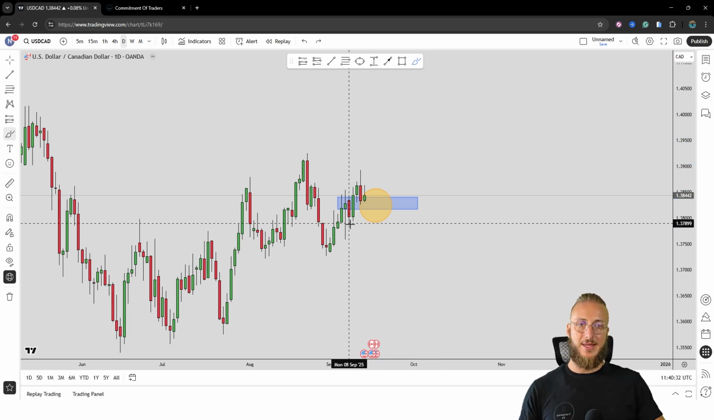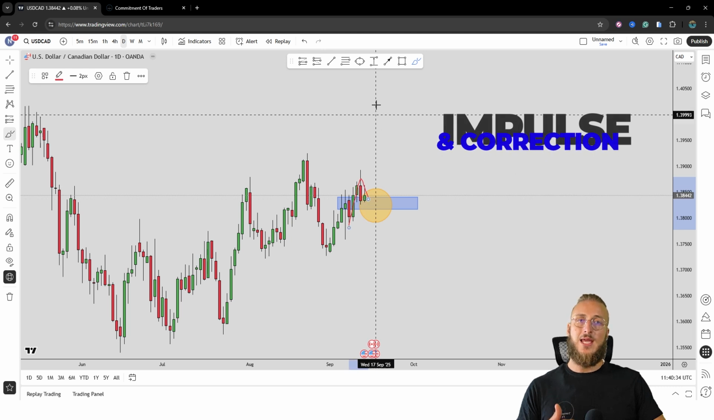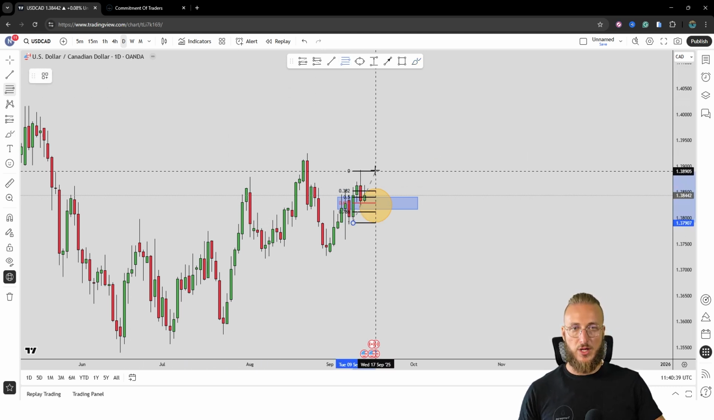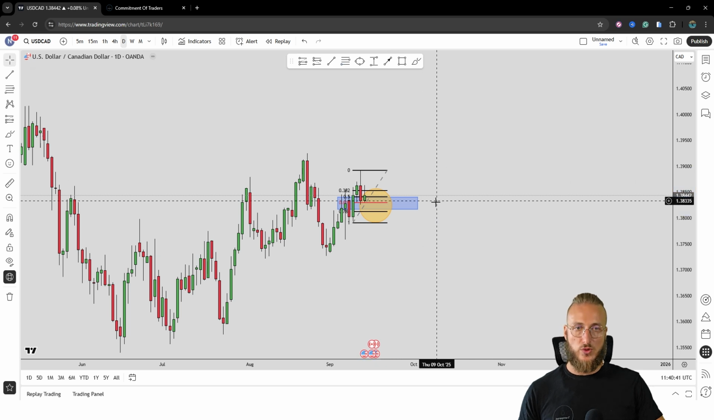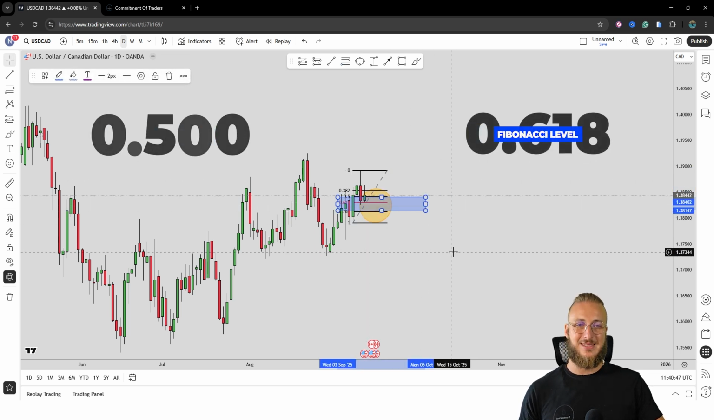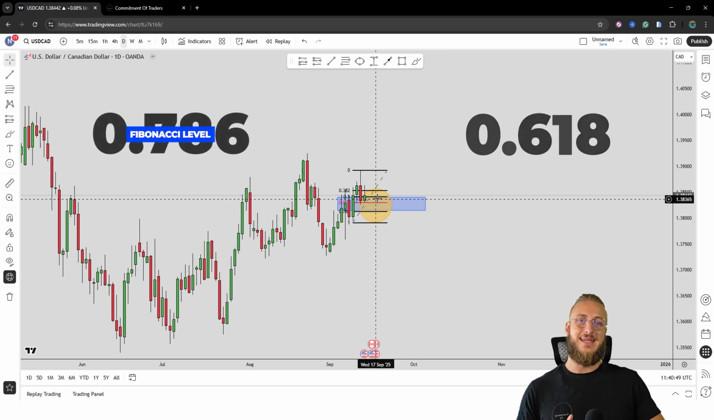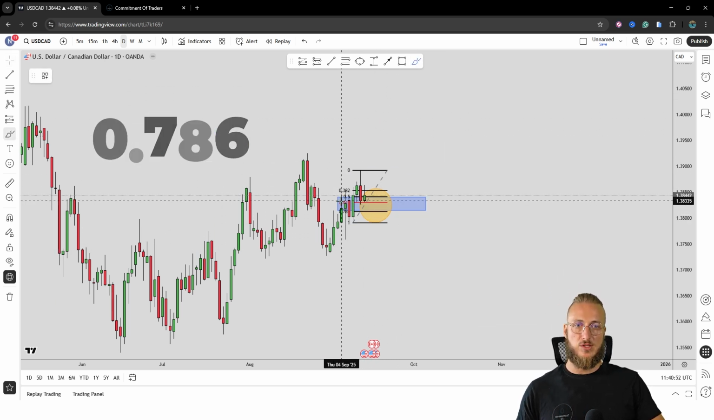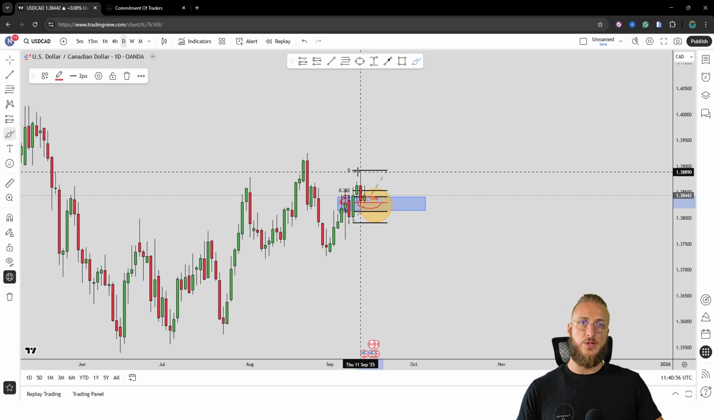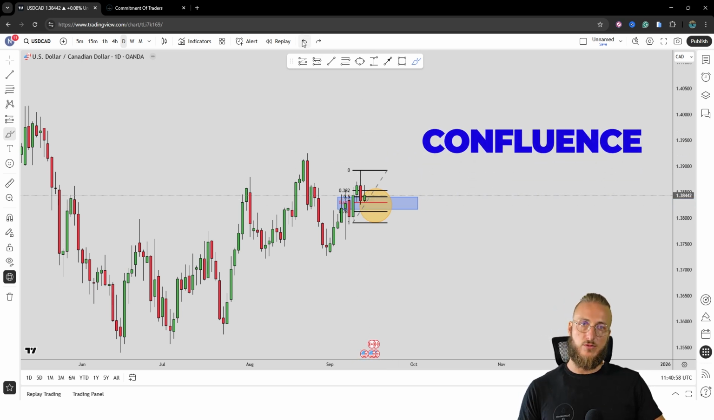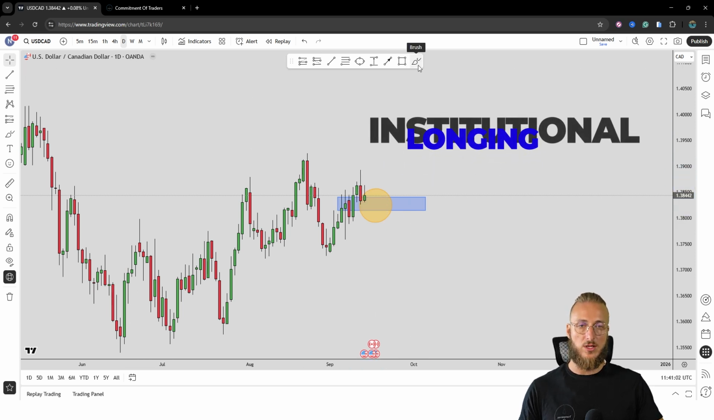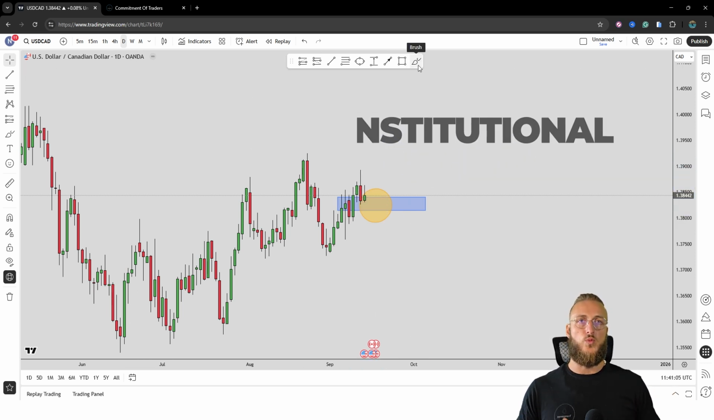We can also keep in mind that as we have an impulse and correction, if we want to measure this correction, we have to take our Fibonacci from the low to the high of the impulse leg, which shows us how we have 50%, 0.618 and 0.786 Fibonacci retracements lining up exactly with that previous level of daily resistance, now turned support. This creates confluence of support, and inside of a confluence of support area, there is an increased probability of seeing institutional longing. So in a situation like this, what would I expect?